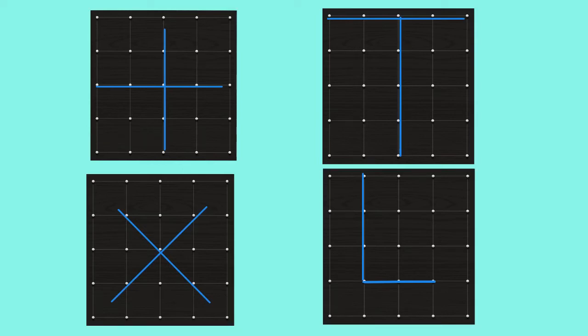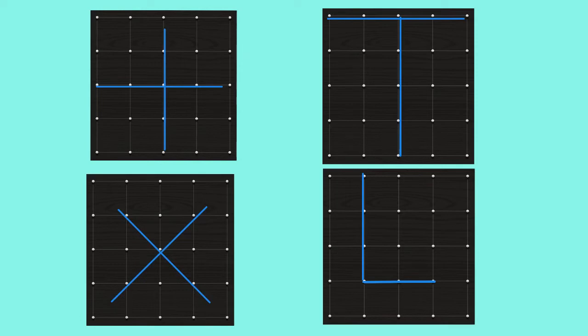Okay, so today we are learning about intersecting lines or perpendicular lines. And we've learned a lot about parallel lines and how they will never meet and will always stay the same distance apart.